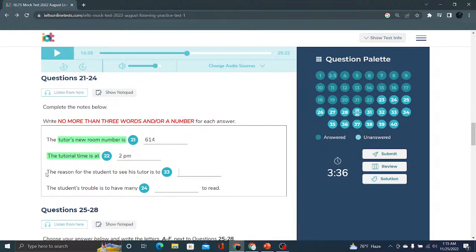Let's move on to question number 23. The reason for the student to see his tutor is to. Reason for the student to see his tutor is to. So you have to listen for a reason.